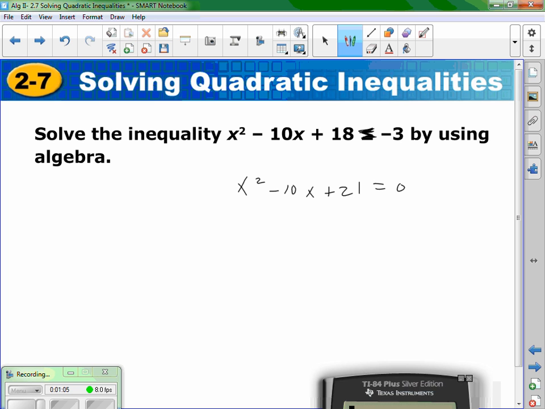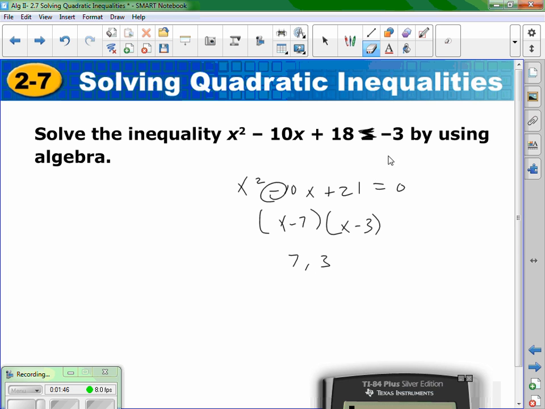Now solving this, we have 3 different methods: factoring, complete the square, or quadratic formula. I don't see an A, so now I start thinking I might be able to factor. Is there a way to multiply to get a 21, but you add to get a 10? 7 and 3. So I have x minus 7, x minus 3. Why did I use minuses? Sign in the middle, negative. So what are my zeros? What are my solutions? 7 and 3.